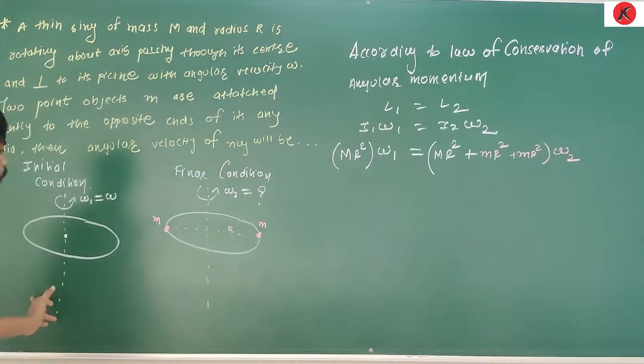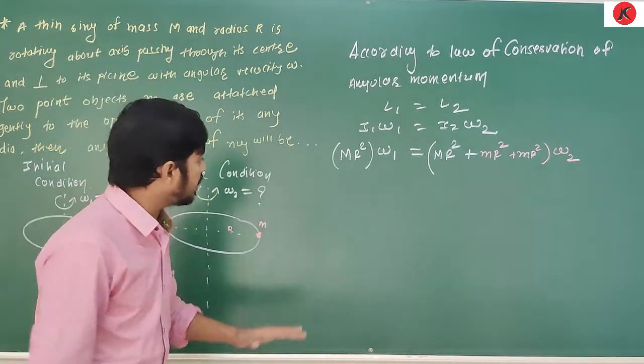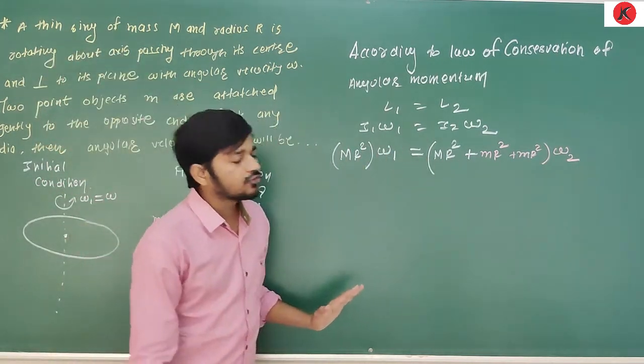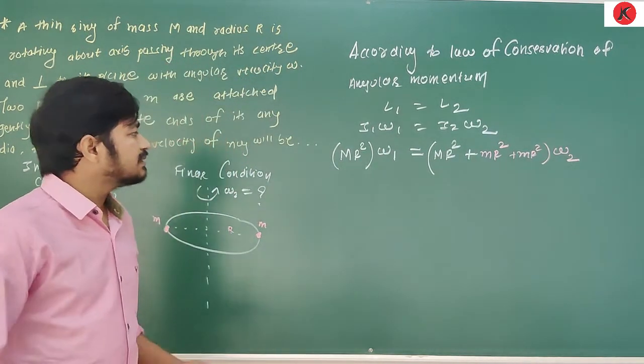To understand the difference between these two conditions: here only the ring is rotating, here the ring with two point masses is rotating. So how to write the equations? Clear about this? Now it is simple.